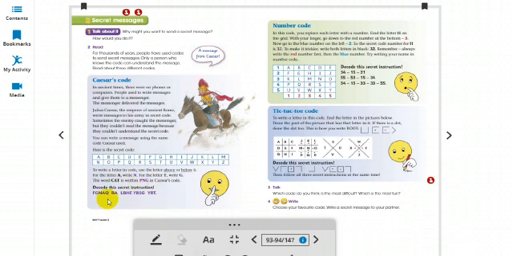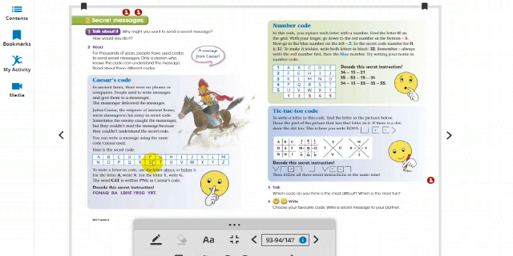Now, here are some codes given. You have to understand from these codes what message the code is trying to give you. So let us do the first one, and the rest four you will be doing all yourself. So we have here the code word FGNAQ. So let us see the first letter F.